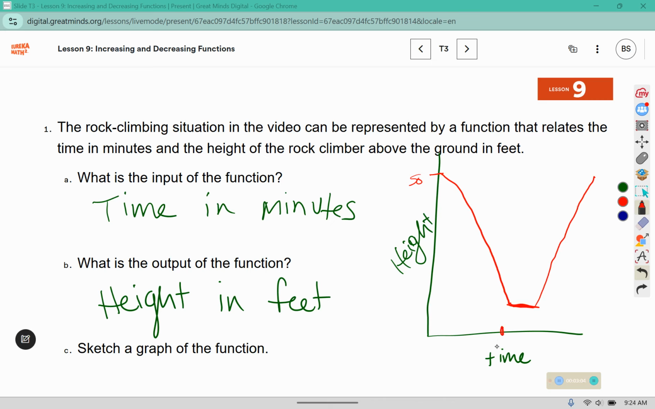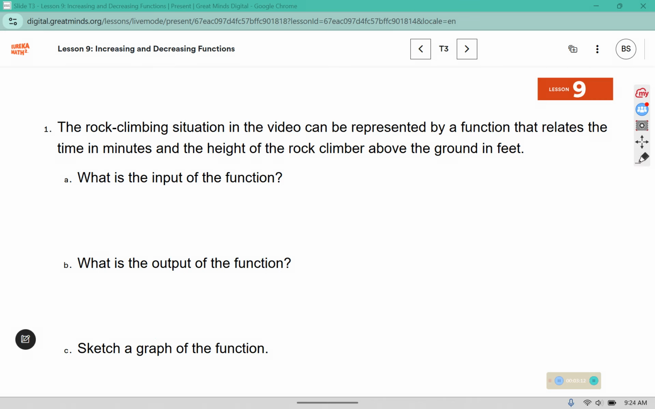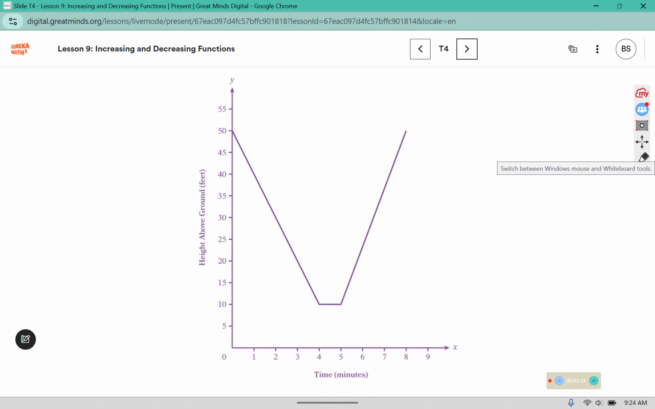This happened at around 4 minutes. That's when she paused and started to turn back around. Here is a sketch provided from the teacher's edition.